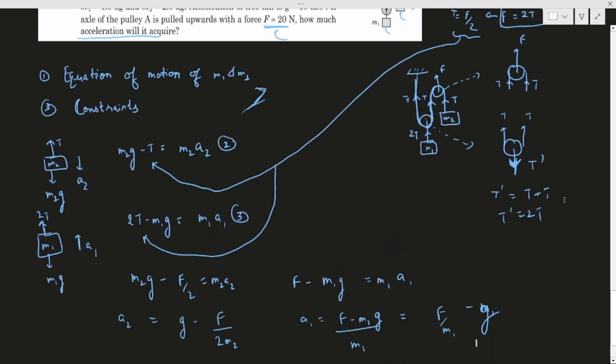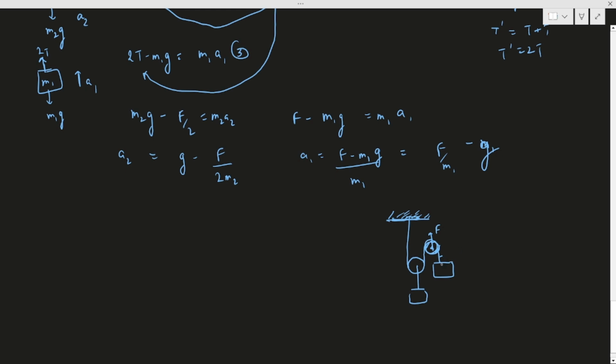Now we have written the dynamic equations of motion for M1 and M2. Now we will apply constraints. We have assumed the acceleration of this mass as A2, so the acceleration of this string will be A2, and this part of the string is attached to the ceiling. So the displacement in this string will be equal to 0: x equals 0, x dot equals 0, and x double dot is also equal to 0.